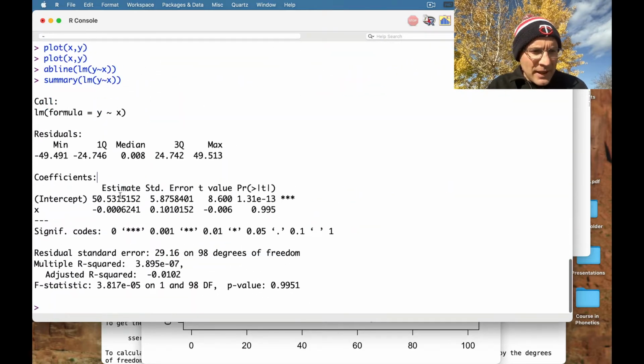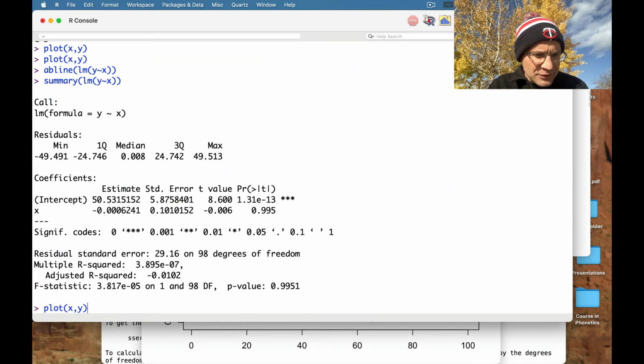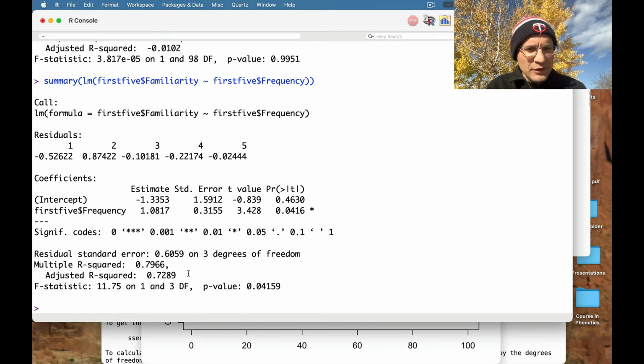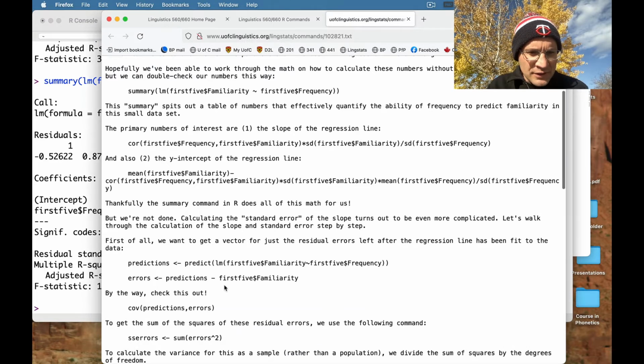I'll probably go back to that original model we had because that's the one I want to focus on. So we figured out what this means. We figured out what that means. We figured out what the world looks like when we have an R of 0.